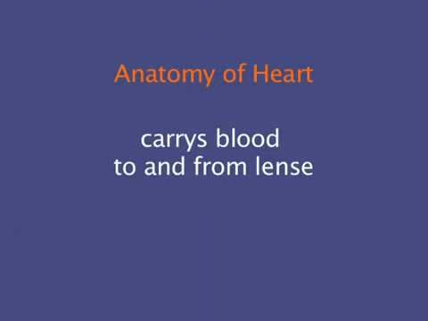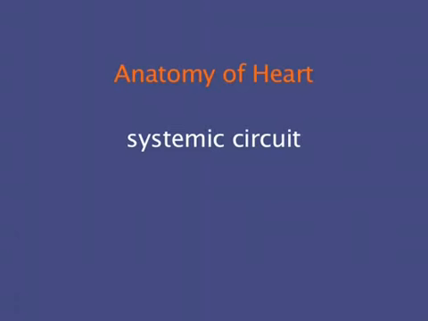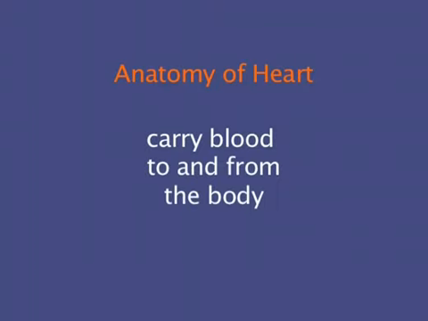The other circuit is the systemic circuit. The systemic circuit carries blood to and from the body. That is, it pumps the blood towards the body through the arteries, it circulates throughout the body and returns the blood through the veins. This circuit is called the systemic circuit. The pulmonary circuit is the one where the deoxygenated blood goes to the lung, becomes oxygenated, and comes back to the heart. Blood alternates between these pulmonary and systemic circuits.